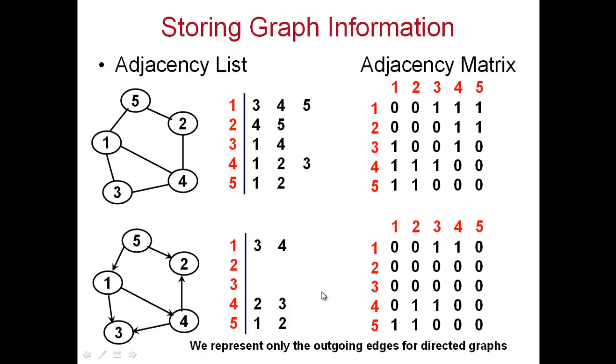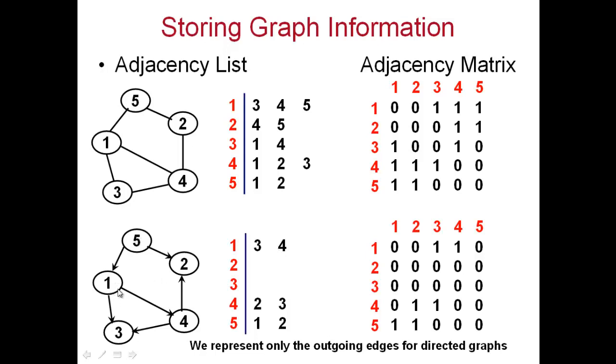So for a directed graph, you follow a convention. I'll represent the edges going out of a vertex. Okay, so outgoing neighbors, that's what you can call them, or outgoing edges. So in the case of an adjacency list, for node 1, the outgoing edges going out of node 1 are 3 and 4. So that's what you capture here. For node 1, its outgoing neighbors are 3 and 4.